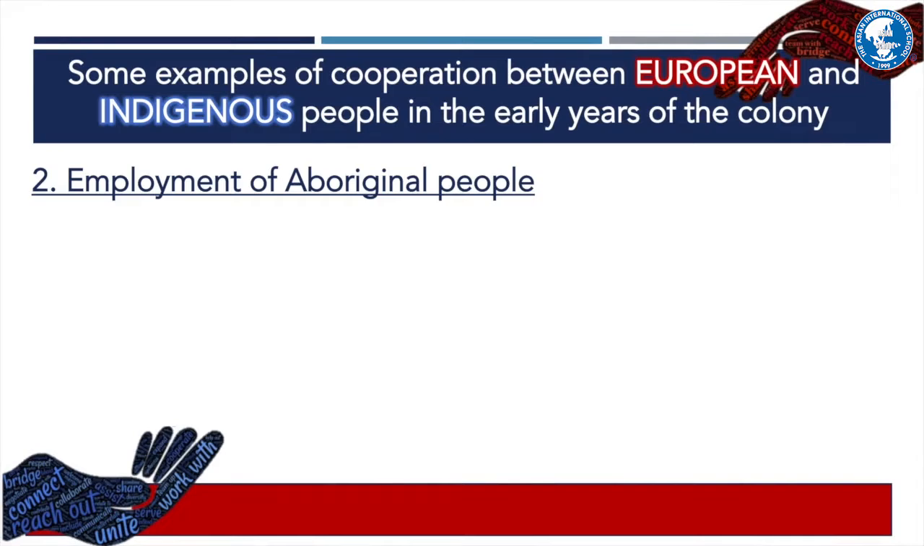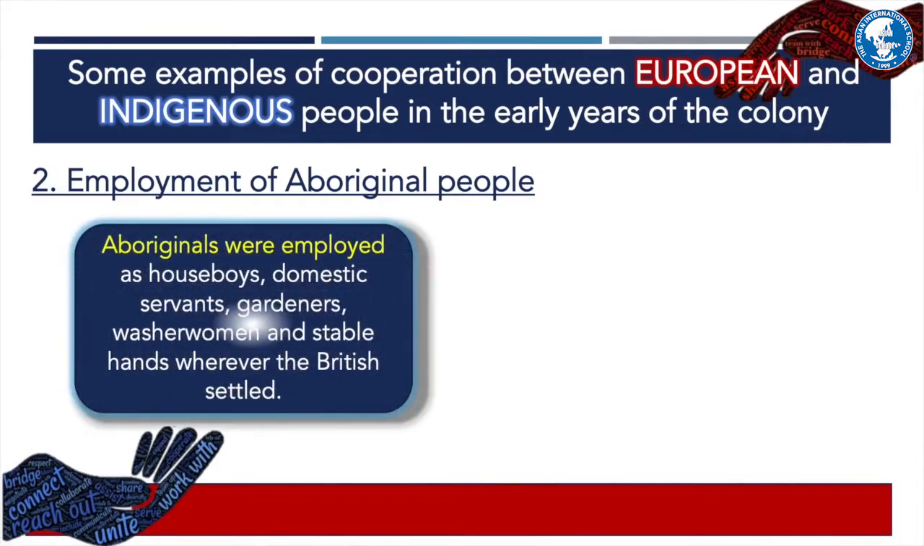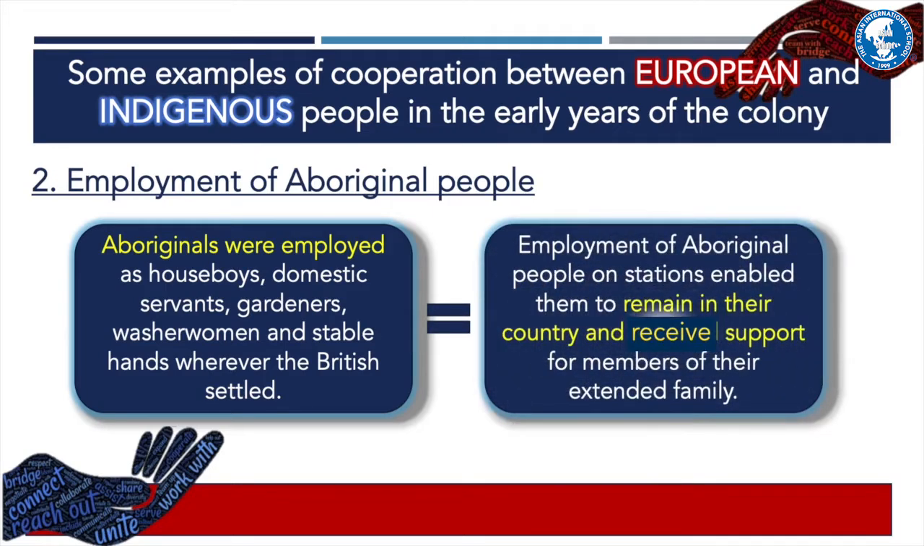And next, the employment of Aboriginal people. The British employed Aboriginals wherever they settled. They hired Aboriginals as houseboys, domestic servants, gardeners, and others, which means Aboriginals could remain in their country and receive support from members of their extended family. So it's a win-win for both sides.